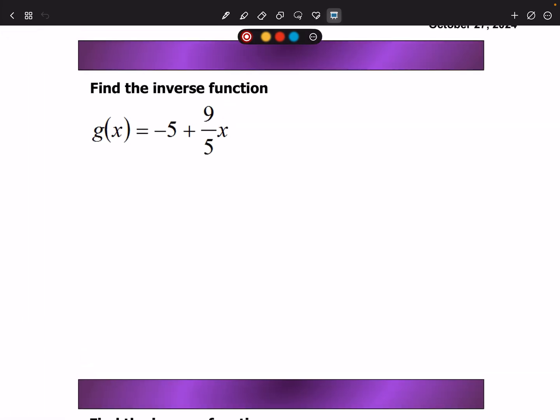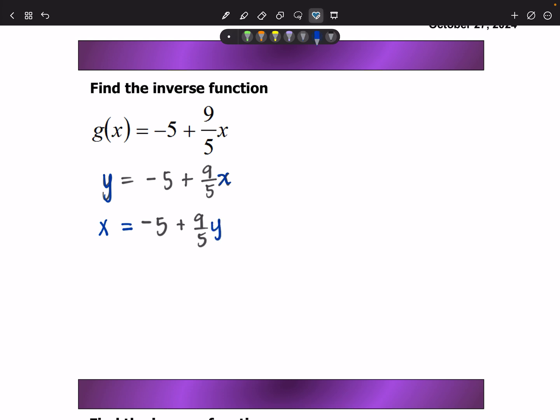So we're going to take those steps and apply them here. Our first step is to change function notation to y. So this is going to become y equals negative 5 plus 9 over 5 times x. Then we're going to interchange x and y. So this is going to become x equals negative 5 plus 9/5 times y. So where I see a y, I make it an x, and where I see an x, I make it a y.